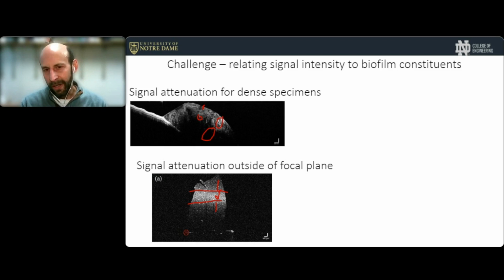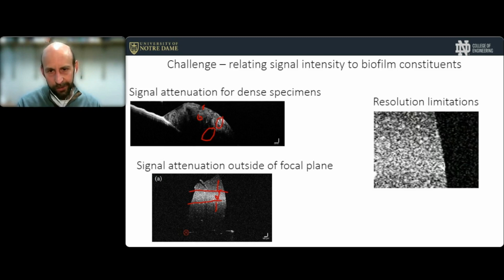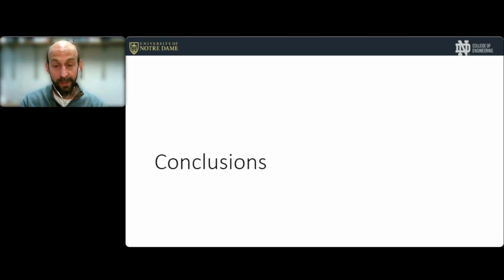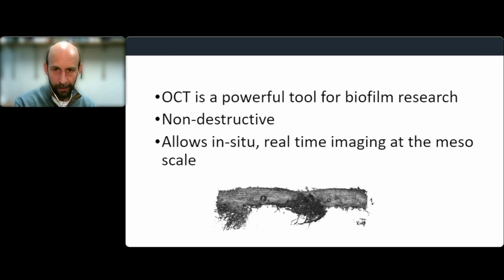Also, there are limits to the OCT resolution, and if you zoom in too much, you can see a kind of granularity, and it's hard to say if this granularity is because of the resolution or if in fact there is some kind of clumping of the cells. These are all things you really need to explore carefully before you can make strong conclusions about your signal intensity. So in conclusion, I think OCT is a really powerful tool for biofilm research.